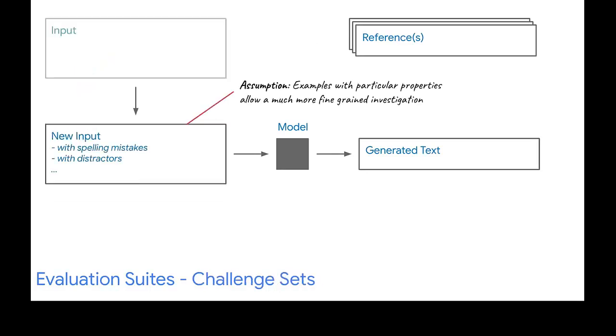Another type of evaluation suites are challenge sets, where instead of running on the original input, we can run on some other new input where we introduce spelling mistakes, distractors, or any other properties that we want to measure, where our assumption again is that these particular properties allow for a much more fine-grained investigation, because now we know how the model behaves both in the original setting and by introducing spelling mistakes.